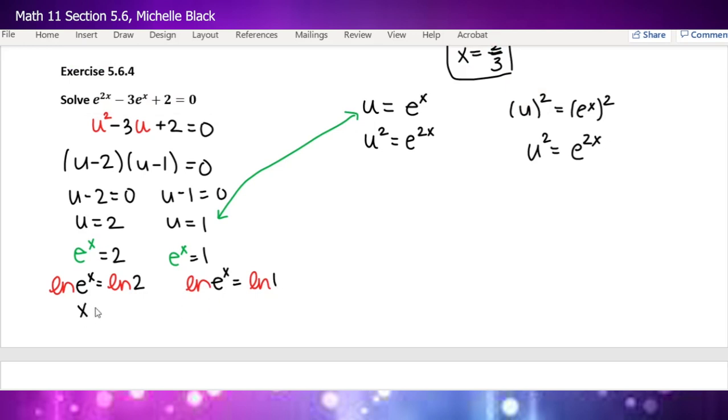And I get back x equals the natural log of 2 and x equals the natural log of 1. I'm going to take this answer, and this is asking e to what power gives you 1, and that would be e to the power 0, so I am going to simplify this down to x equals 0. You could also plug this into your calculator to get these answers, and you could get the decimal answer for this as well.